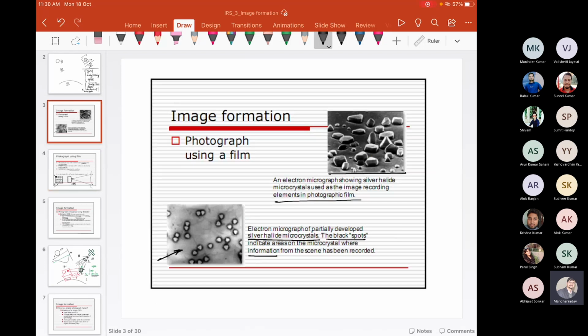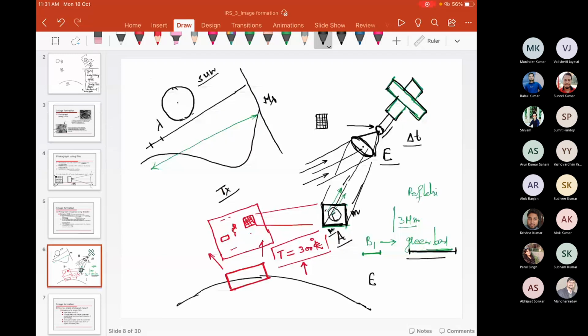Just see how they are arranged. This is an electron micrograph view, and this is a second view after the photons interacted with the silver halide. But here, on the basis of a chemical reaction, the film is changing. In this case, what we see over here is different.